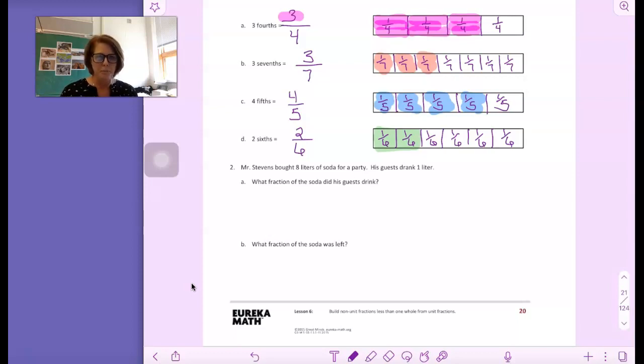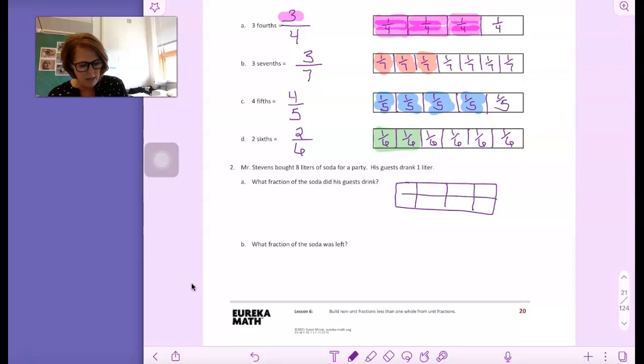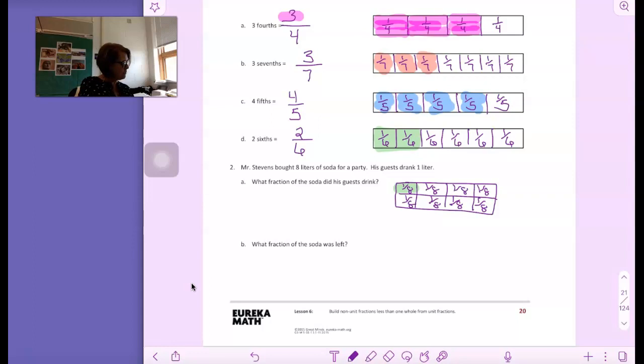Let's take a look at number two. Number two says, Mr. Stevens bought 8 liters of soda for a party. His guests drank 1 liter. Letter A says, what fraction of the soda did his guests drink? So I'm going to go ahead and draw a picture. And I'm going to make it so that there are my liters. So I have 1/8. If I had 8 liters, then one of these is one of the 8 liters. And he said his guests drank 1 liter. They weren't very thirsty that day. So how much of the 8 liters did they drink? What fraction of the soda did they drink?